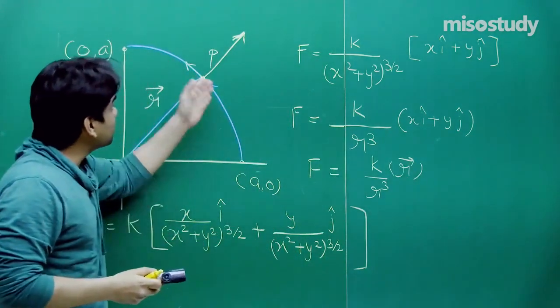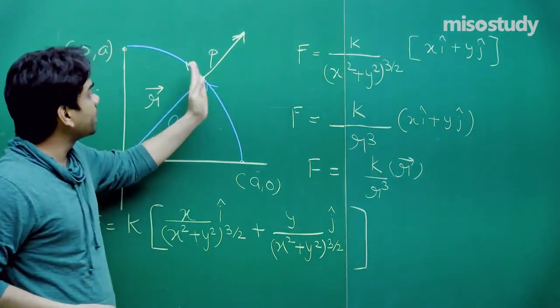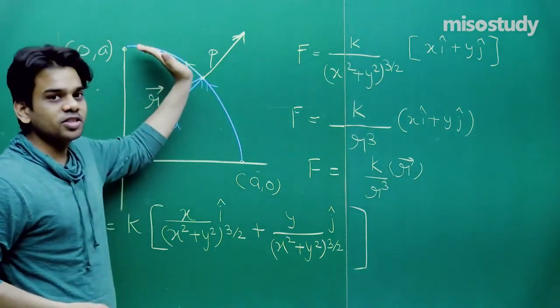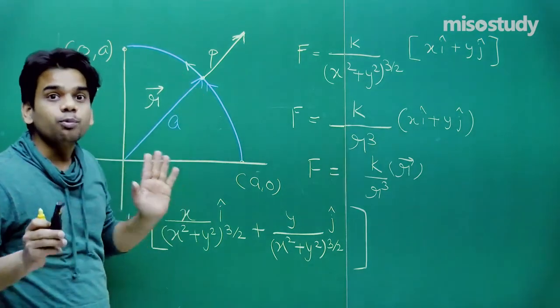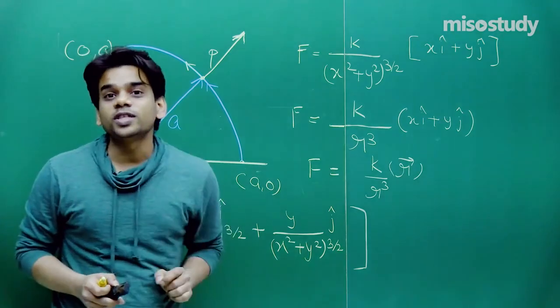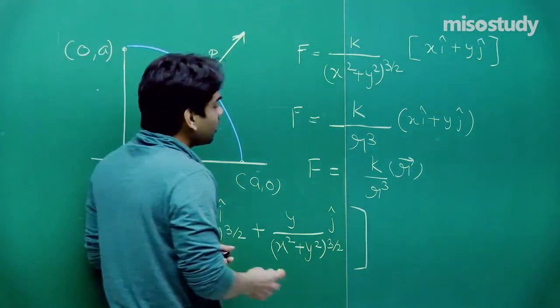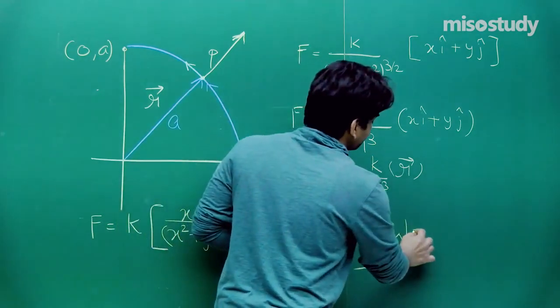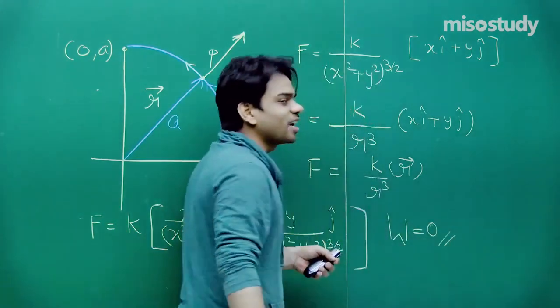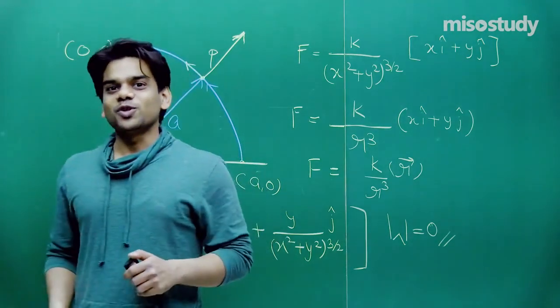The path is circular, the force is acting along this line. This is the normal at any point, and the particle is moving along this tangential path. Hence, both force and displacement will be perpendicular at each point of its motion. And we know that when force and displacement are perpendicular, the work done will be zero. So work done will be zero in this case.